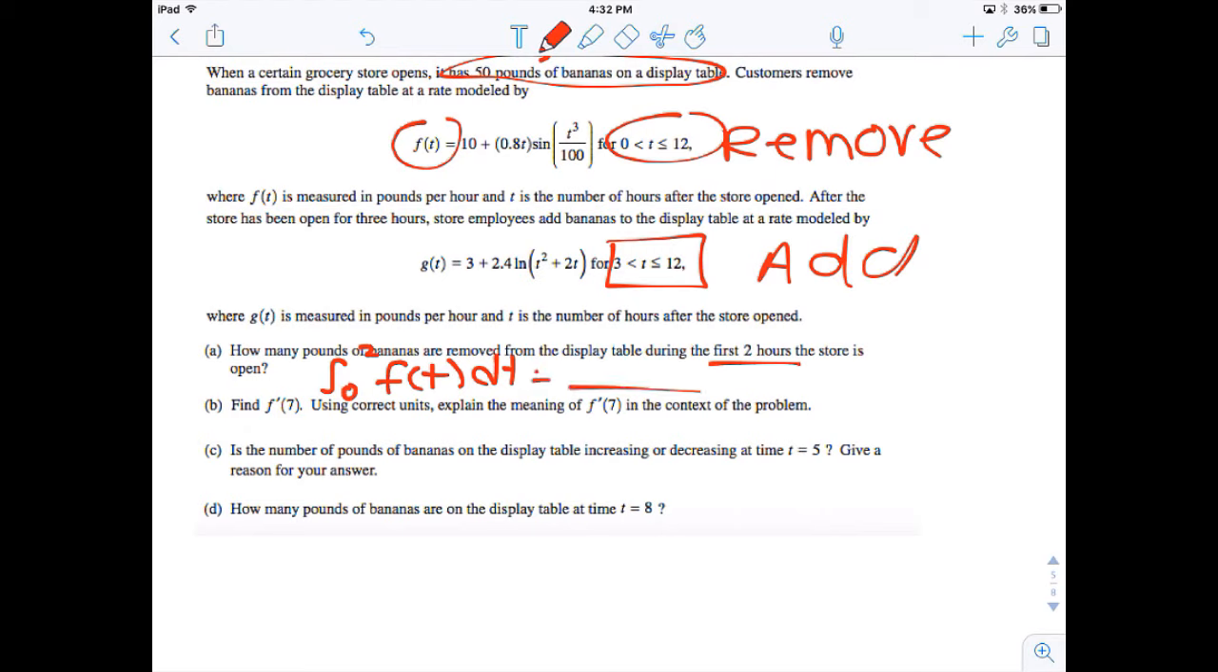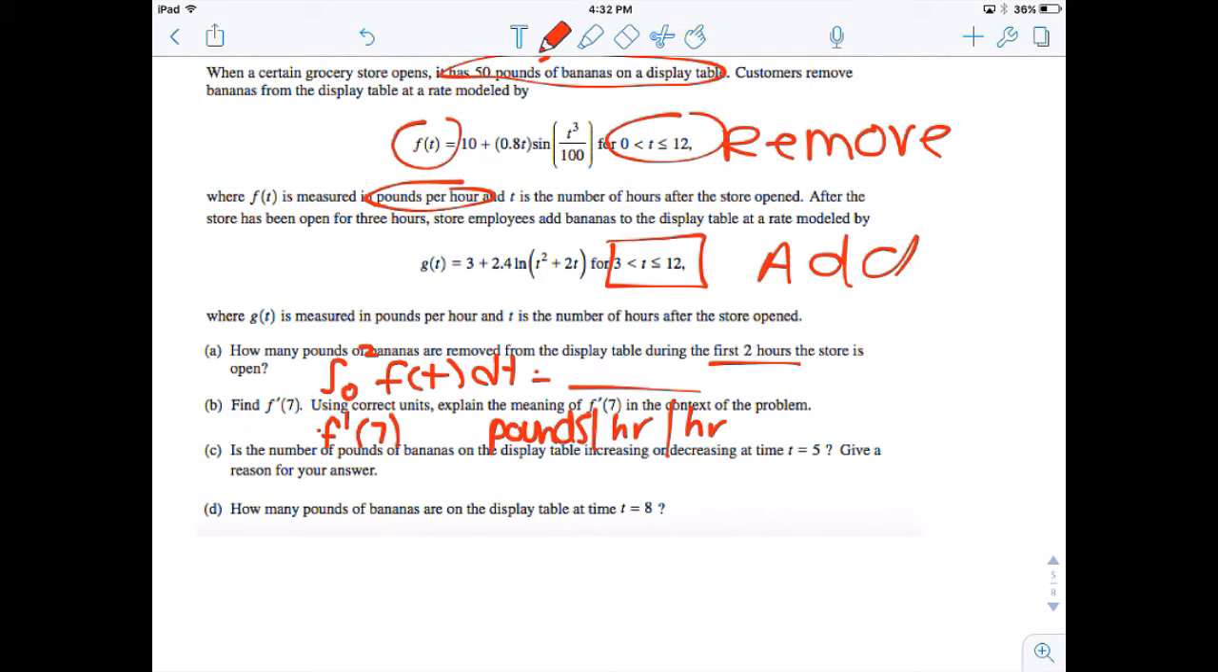Using correct units. Well, f prime, we know is pounds per hour. So this would be pounds per hour per hour. And you can write it as pounds per hour squared, but I often feel like it will help you to write it this way as far as explaining.